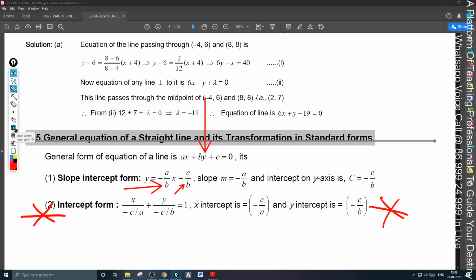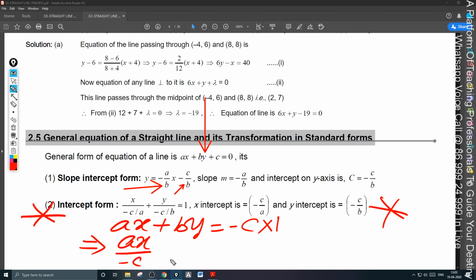Now we finished with this. I need not explain much. If you want the explanation, it can be done like this. Bring this c to the other side: ax plus by is equal to minus c. Divide by minus c: ax by minus c plus by by minus c is equal to 1. So x divided by minus c by a, y divided by minus c by b is equal to 1. X-intercept is minus c by a, y-intercept is minus c by b. That's it.